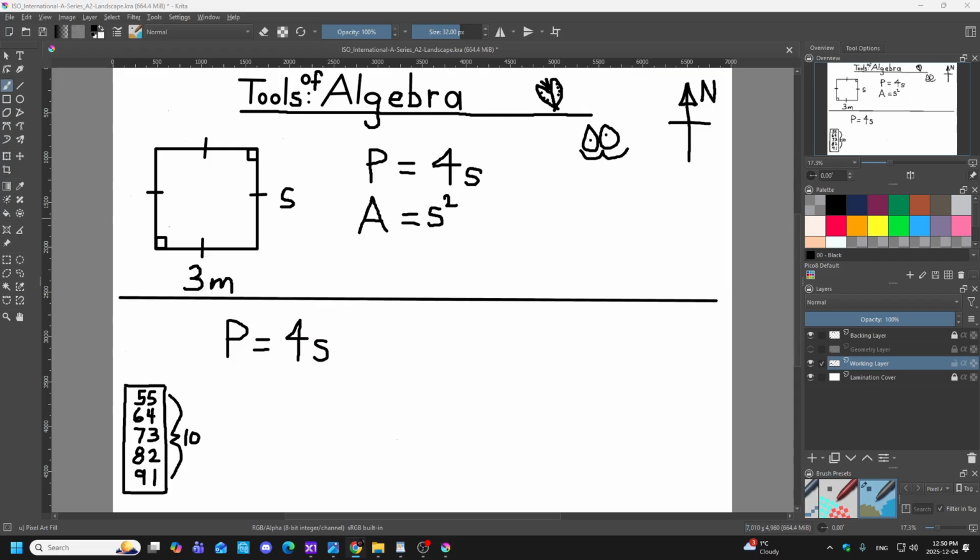Okay, we're going to do substitution. What is substitution in mathematics? Well, substitution is the process of replacing a variable in an expression or equation with a numerical value or another equivalent algebraic expression. Okay. Substitute 4 times S. S in this case is 3.